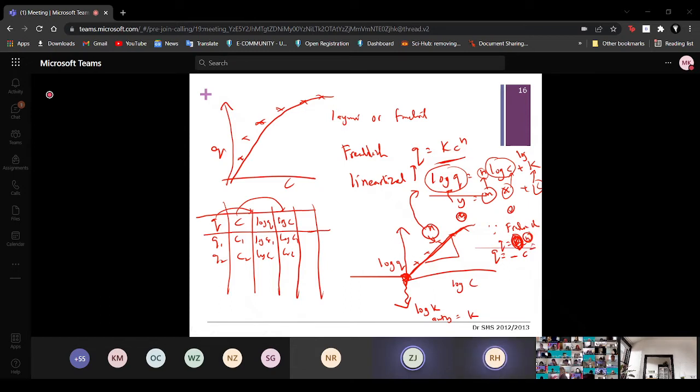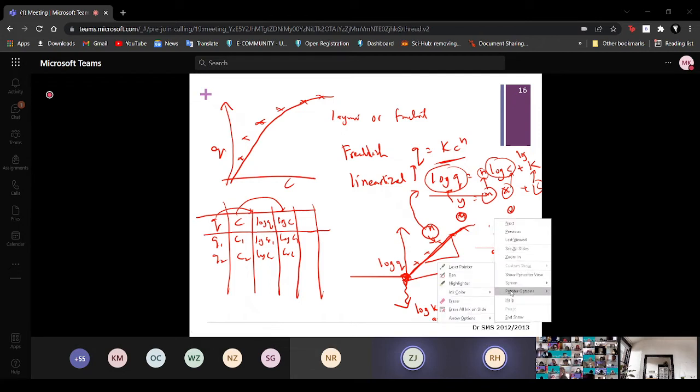This is when you plot the graph of log Q and log C and it is linear. Then you can confirm that the final answer is the isotherm is Freundlich. The equation is Q equals, let's say, 5 C to the power of 7. I'm just giving an example, when you have found out the values.